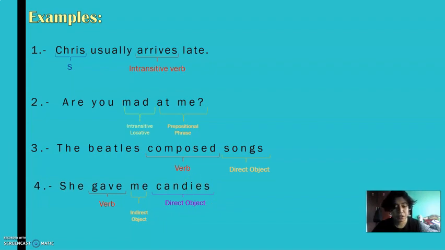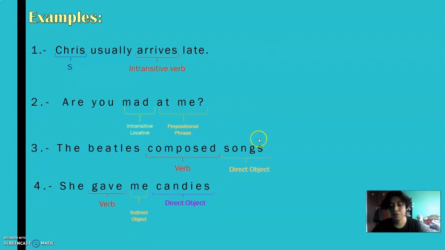Okay. This is a very important point because I'm going to explain a little about the direct object and the indirect object. Okay, the direct object is the thing the action is happening to, and the indirect object is the person, place, or idea for whom the action is taking place. Okay.